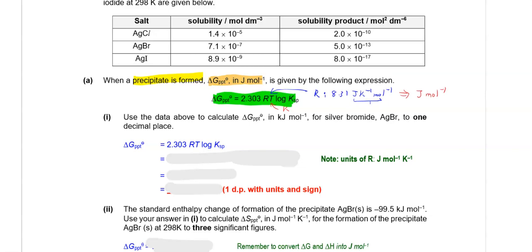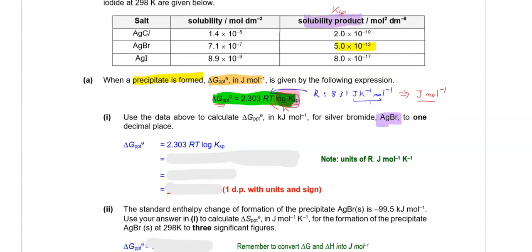Of course, the natural question is what happens to log KSP? Generally, when we take a log operation of anything, log or ln, this particular parameter will have no units, and that's why in the end your delta G is still in J per mole. Now with this, let's take a look at the question. We are supposed to sub in log KSP. We are supposed to find silver bromide. So AgBr, let's look at the solubility product, KSP.